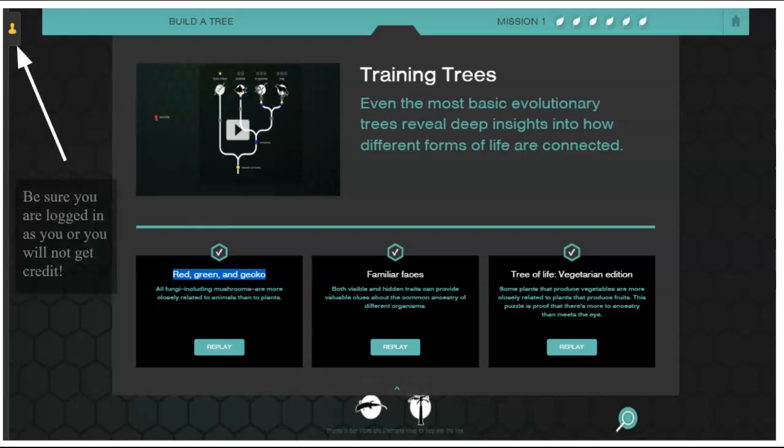Always remember to double check that you are logged in, as you will get credit. You won't have to start it all over again. If you aren't logged in, all the work that you do is not saved.